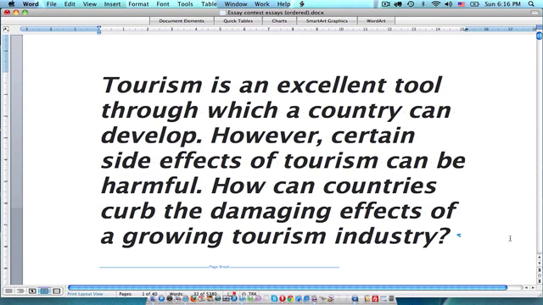Okay, before we get to the essays themselves, let's read through the question. Tourism is an excellent tool through which a country can develop. However, certain side effects of tourism can be harmful. How can countries curb the damaging effects of a growing tourism industry?